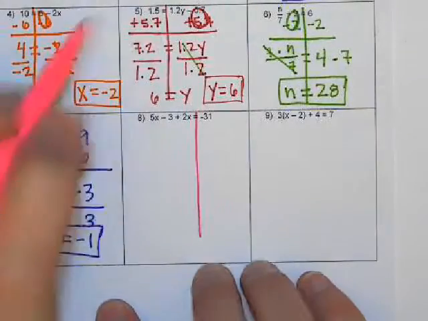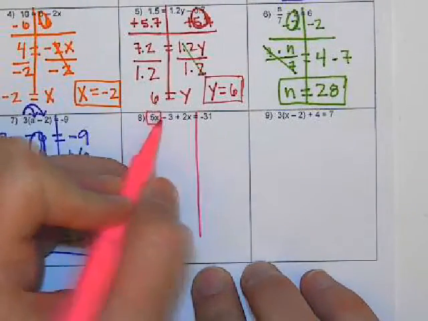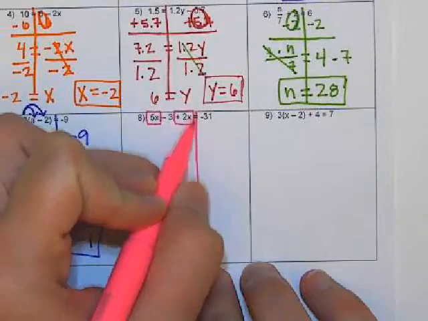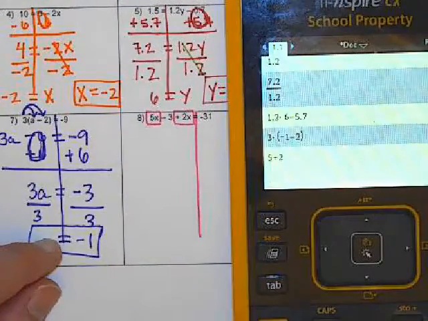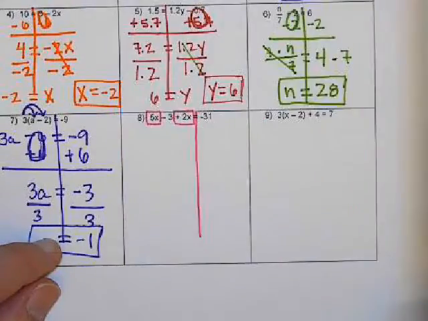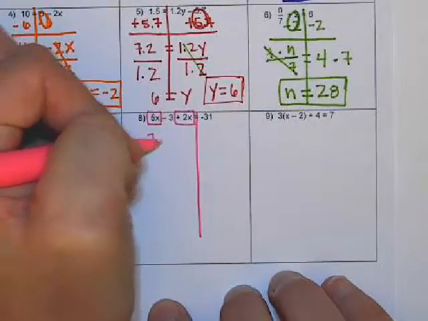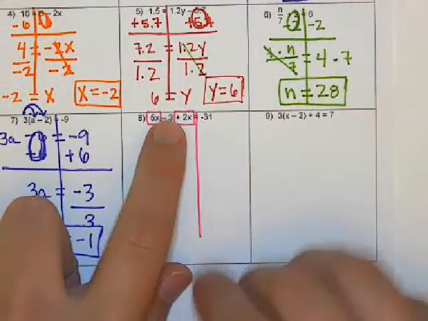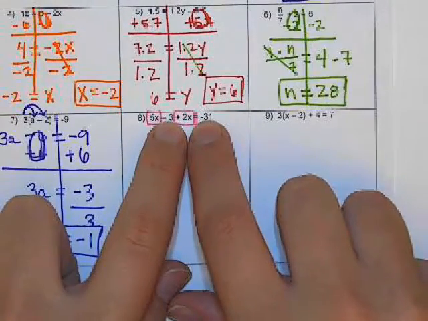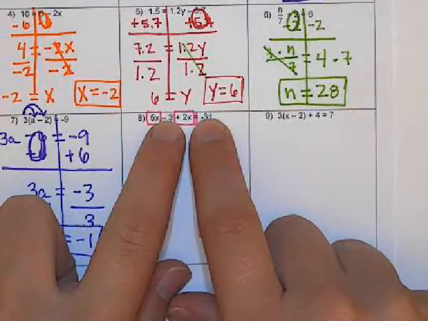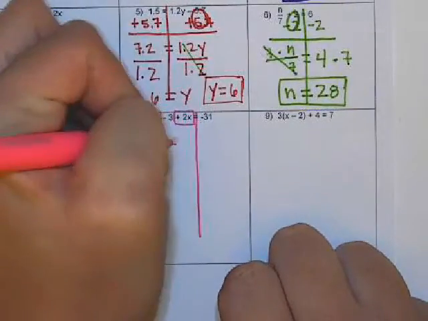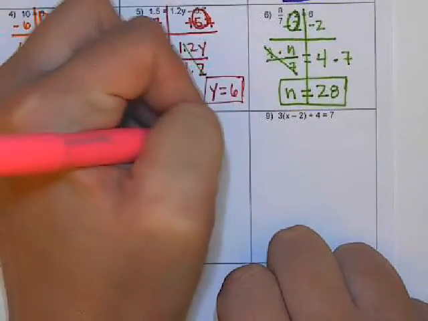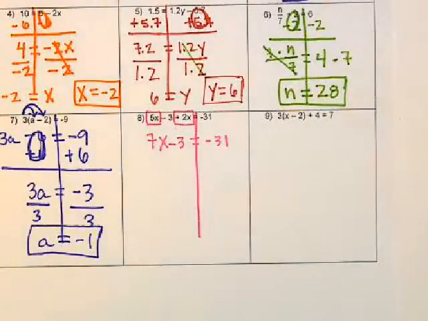Okay, so let's start with 5x. What's its like term? 2x. And I'm combining, so I'm going to add 5 plus 2, which gives me 7x. Now, negative 3 and negative 31 are like terms. Can I combine those? No, they're not on the same side of the line, so I just have to bring them down. Okay, from here down, I want you to finish the problem.